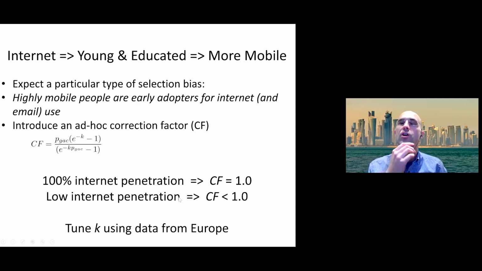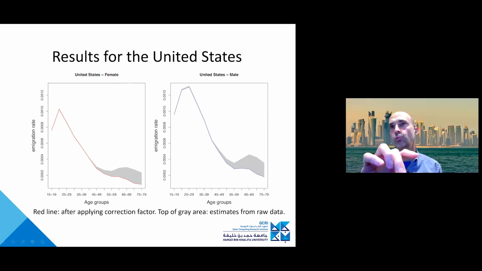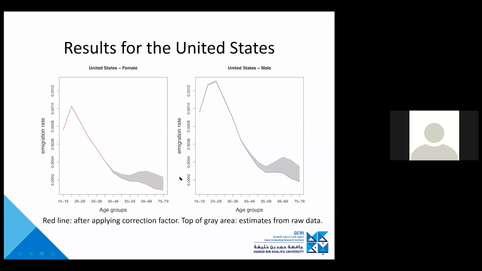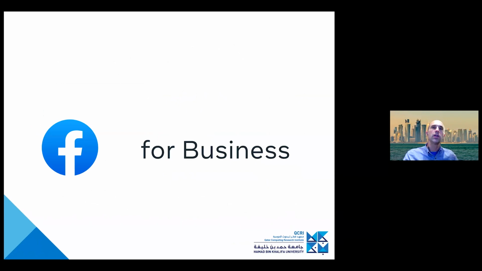Okay, so what do you get from this data? You get something that looks like this. These are emigration rates from the US to other countries, disaggregated by gender and by age. Here in gray on top, you have the raw estimates without the correction. And the red or blue lines below are what you get when you correct for this. You see that in particular for older ages, this correction makes a big difference. Without it, you would largely overestimate the out-migration for older people, because especially for them, internet penetration is smaller and you're sampling from a more mobile population.